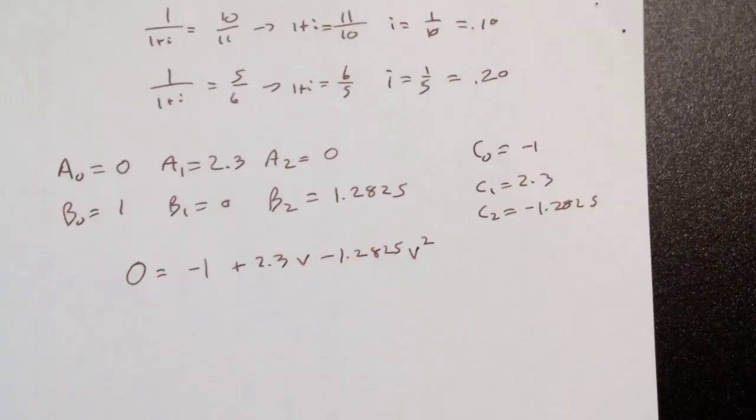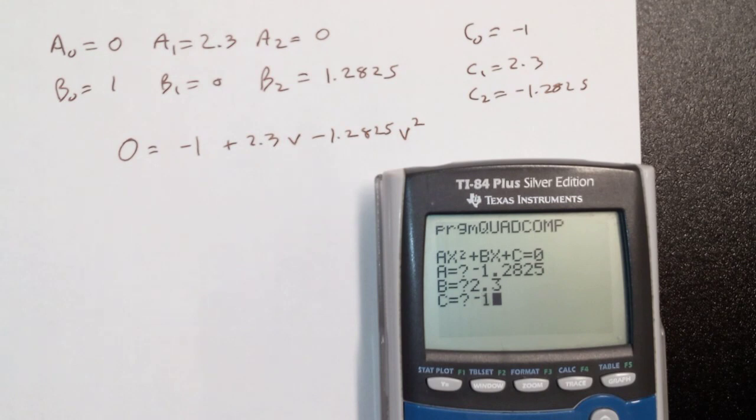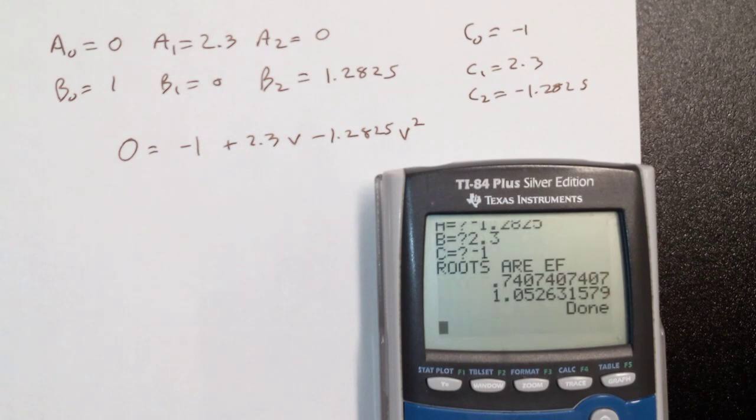What happens in this quadratic? I'm 100% cheating here. I have the quadratic formula built into the calculator. Negative 1.2825 x squared, 2.3, and then negative 1. Again, I see a repeating decimal in that first one. It even tells me in this program that I've used E and F.